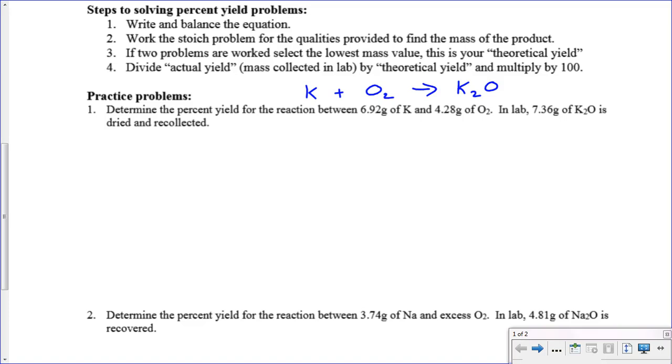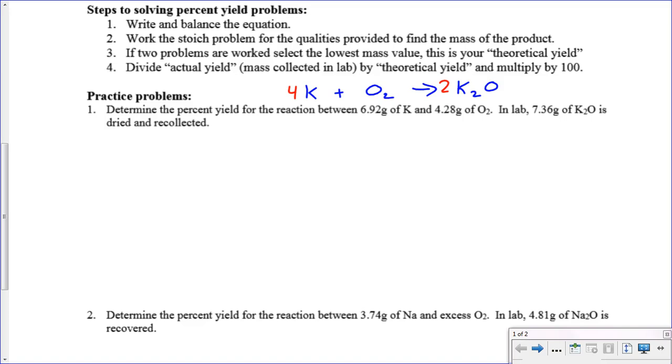The first thing I'll do to balance the oxygens, I put a 2 here in front of the K2O, and then the oxygens are balanced. Then I would need a 4 in front of the K to get everything balanced there. All right, and this is what's happening here. Now I've given you an amount of K, and I've given you an amount of O2, which means I'm giving you a mass for two different reactants.